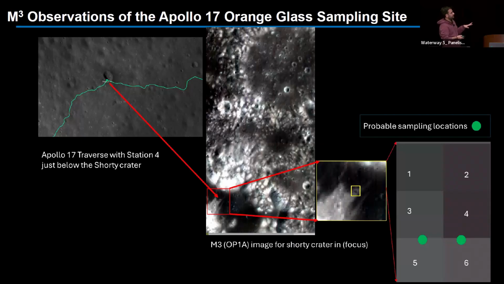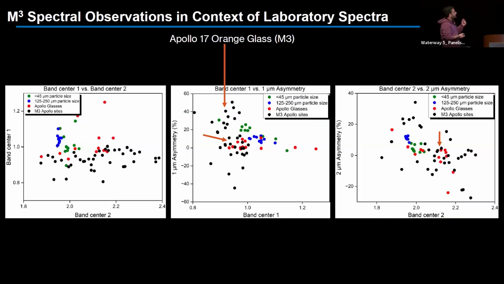are falling on the edge of 2 pixels. So we took both spectra here and plotted them against those plots, including the Apollo glasses and the M-cube sites. Actually, the black ones are the M-cube sites. So here you can see Apollo 17 orange glass, which was the only pure orange glass sample, has a closeness or similarity with the 45 micron and some of the relevant Apollo glasses.